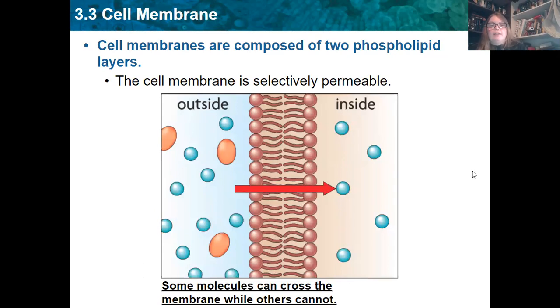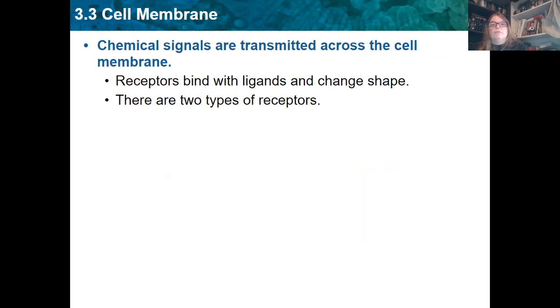So that's basically what this is saying right here. Some molecules can cross while others can't. Okay, so some of those proteins on there are something called receptors, that can change the shape of the cell to make it do different things. Maybe a sugar molecule binds to a receptor, and that triggers the cell to basically eat, like it tries to Pac-Man something. It'll engulf it and bring it inside the cell.